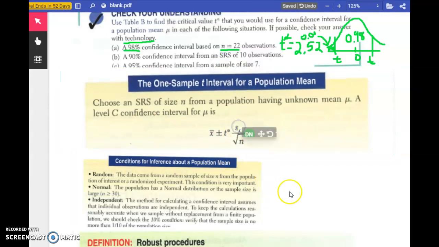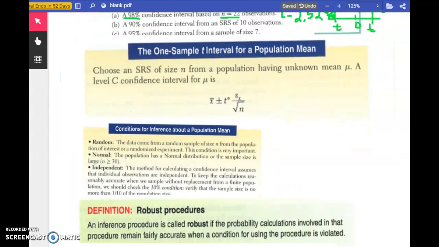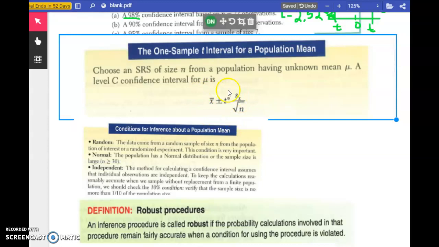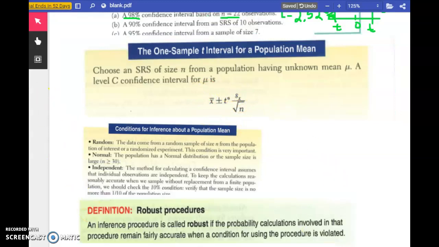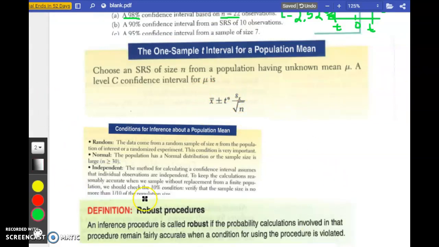Let's talk a little bit about conditions first. So conditions to create one of these intervals, the same as last time. There's going to be a little bit special condition for normal with a t-distribution. So these 3 conditions are the same as they were for sampling distributions. I just add in the random.